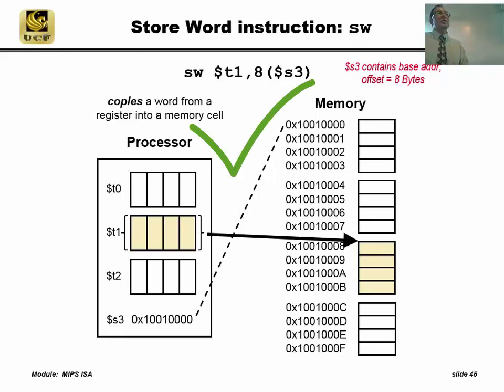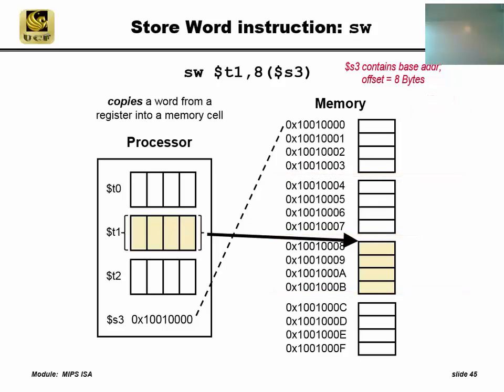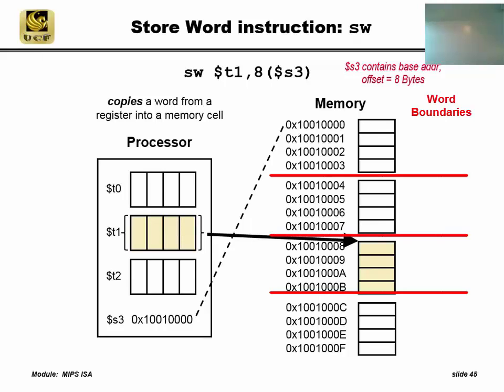So here's an interesting question. We call this word boundaries. Sometimes it matters and sometimes it doesn't. For things like instructions, they have to start on a multiple of 4. We call it a word boundary. So between these boxes is a word boundary.